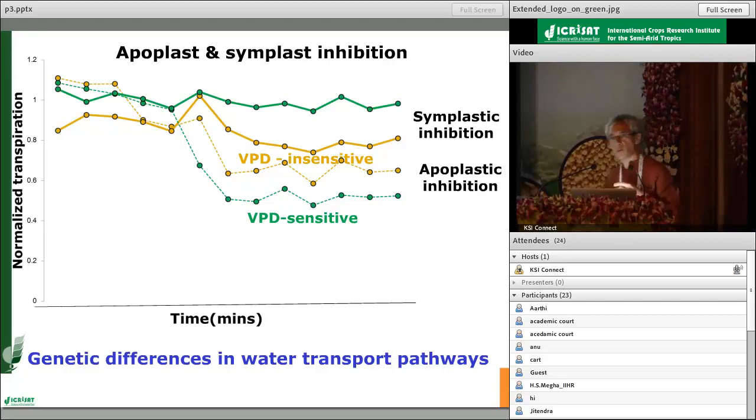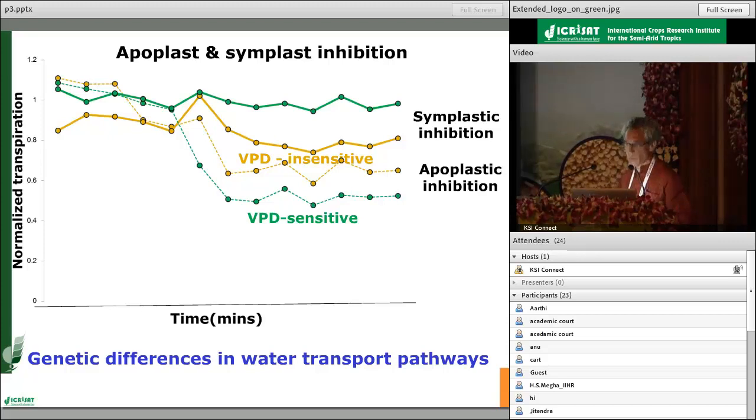So the running hypothesis that we are on at the moment is, we've got genetic differences in the amount of water that goes through both of those pathways. And of course, the interesting part of the symplastic pathway, which is held by the aquaporins, is that it gives us a genetic control on an important pathway for water transport.